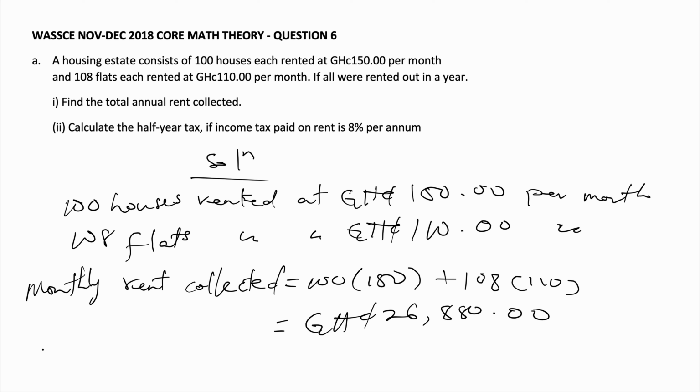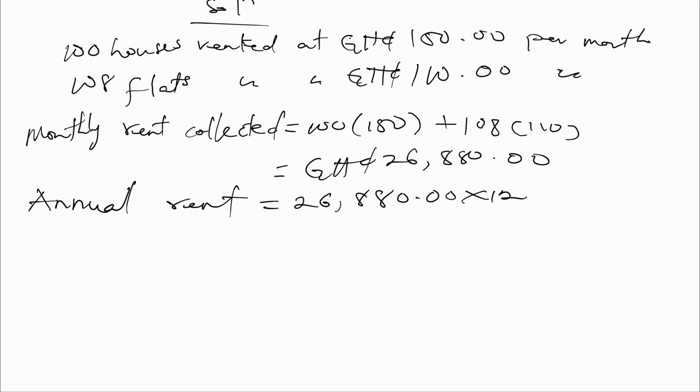So in a year, the annual rent will be equal to the monthly rent times 12, since there are 12 months in a year. And the monthly rent is 26,880. So 26,880.00 times 12. And this should give us 322,560.00 Ghana cedis.